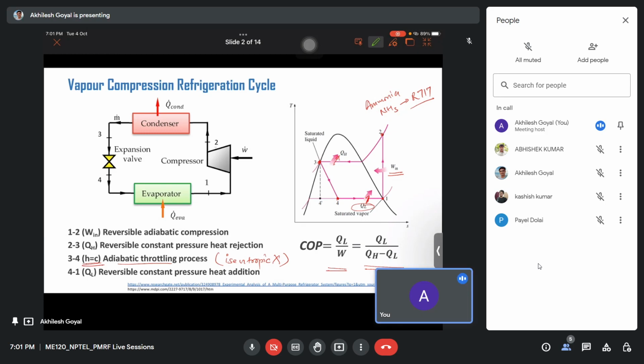Yeah. Kashish, you were asking something? Yes, sir. I have a doubt. Sir, centrifugal compressors are preferred for low evaporator pressure and represent with a large specific volume at lower pressure. Sir, what is this question saying? So, can you repeat that question again? Yes, sir. Centrifugal compressors are preferred for low evaporator pressure and represent with large specific volume at lower pressure.